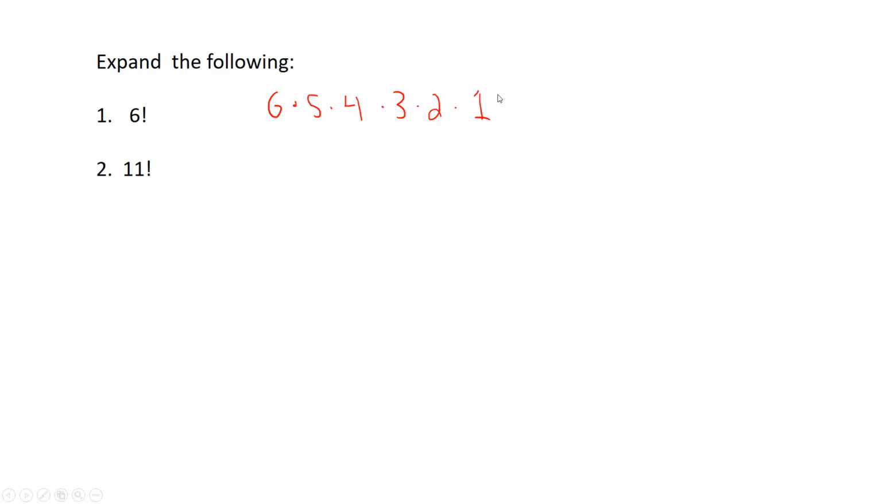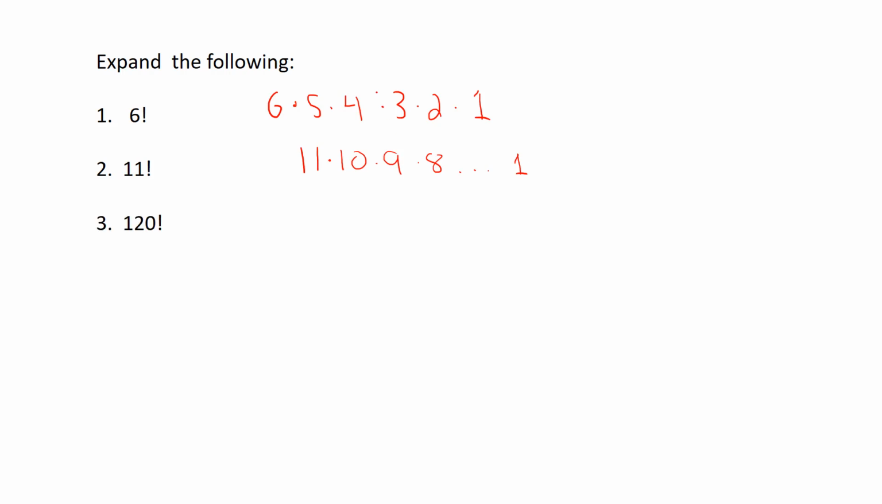Nothing to it. Now 11 factorial, same idea. 11 times 10 times 9 times 8. And I'm going to cheat. I'm just going to go all the way down to 1. We know what's coming next. Just going down by that. And that's a bigger number. So I'll save that for a calculator to evaluate, should you want to do that.